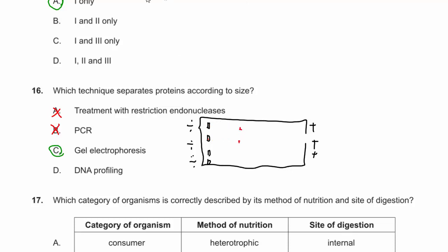But the thing is, if you have a long protein, it will move slowly in the gel, so a long protein might just go to here and stop, but a short protein will maybe go all the way to here, because a short protein doesn't have that much friction in the gel.